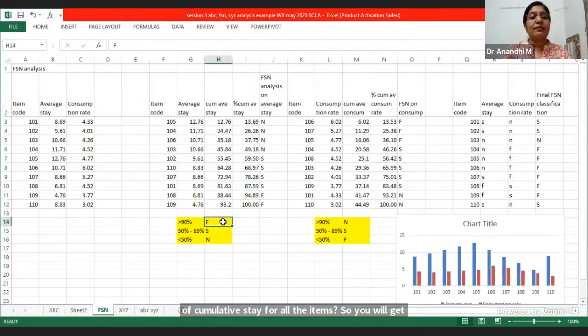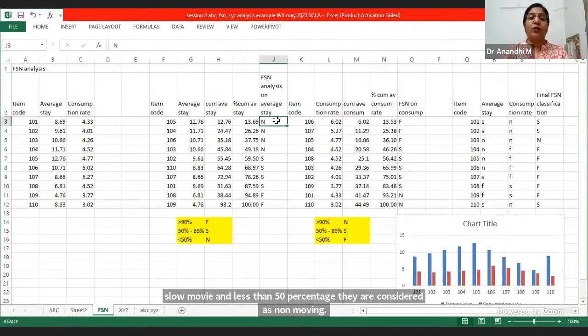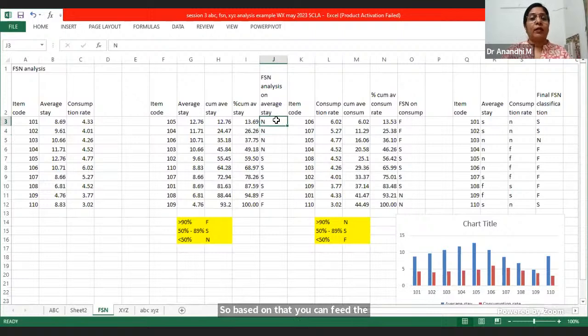And here, these are the standards. More than 90 percentage on average stay is considered fast moving. 50% to 89 percentage on average stay are considered slow moving, and lesser than 50 percentage are considered non-moving items. Based on that, you can feed the formula also. Otherwise, as there are very limited number of items, it has been done manually.